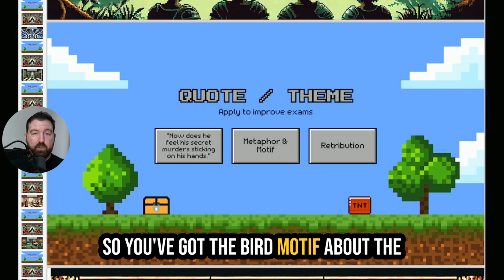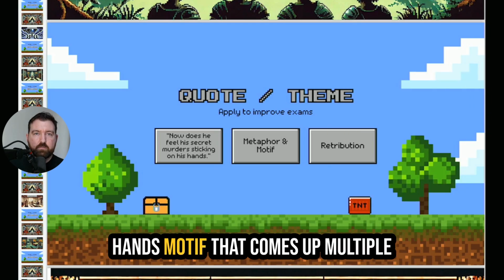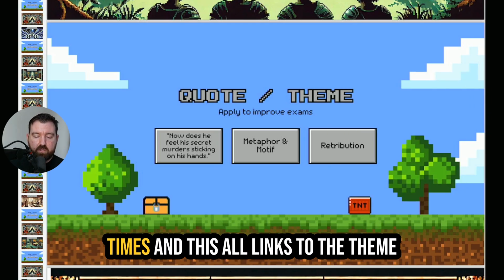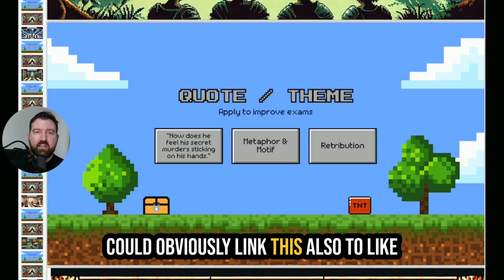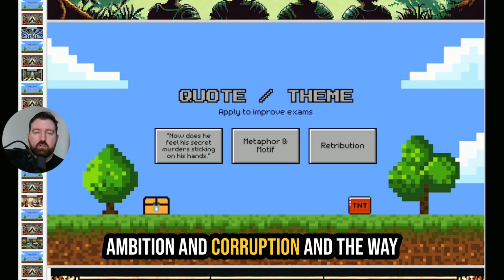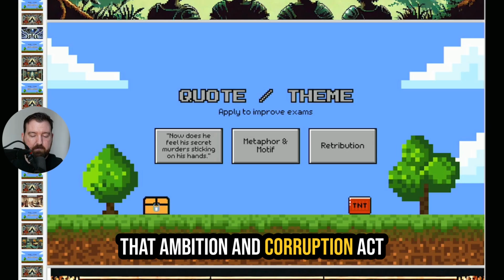So do you see how that again links to that motif of blood on the hands? So you've got the bird motif about the owls. You've also got the blood on the hands motif that comes up multiple times. And this all links to the theme of revenge or retribution. And you could obviously link this also to ambition and corruption, and the way that they're going to fight against that ambition and corruption.